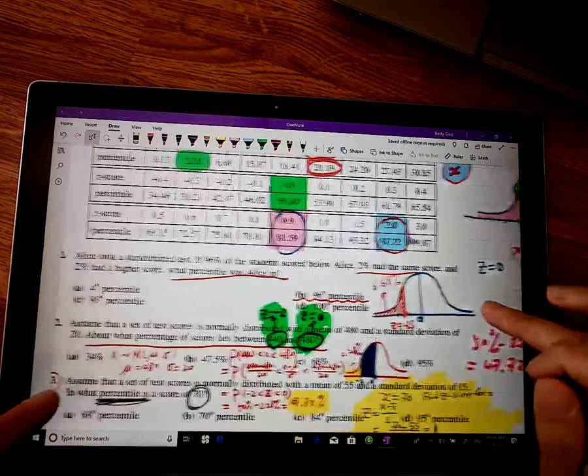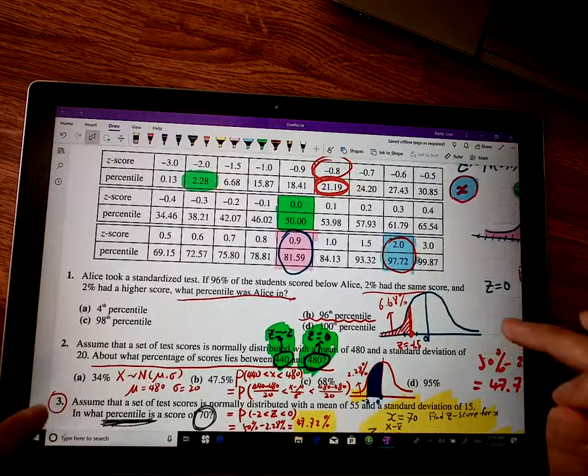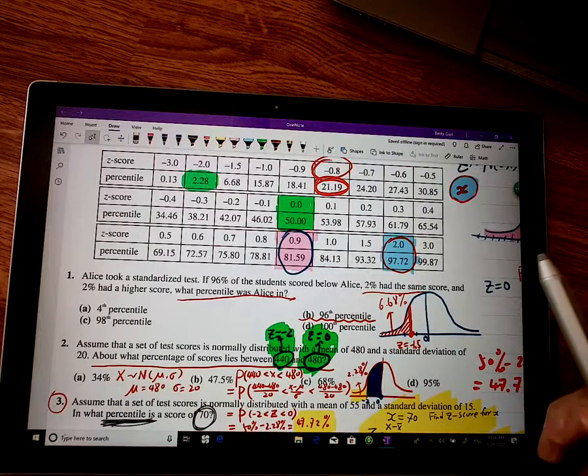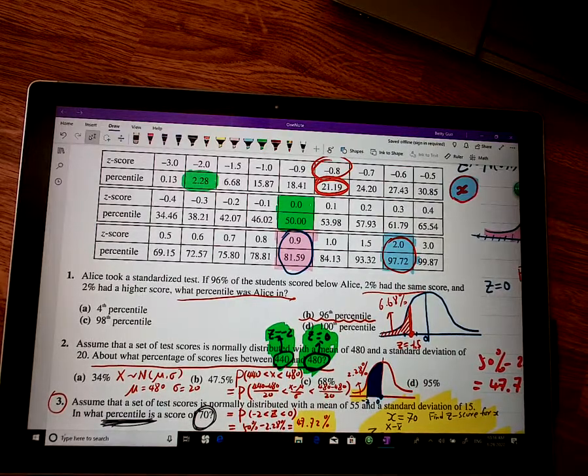47.72%. Let me repeat the solution for number 2 again, because this is a little bit challenging. Let's read the problem again. Assume a set of test scores is normally distributed, so that's the reason we can use the table. Mean is 480, standard deviation is 20. We need to find how many percent of the scores in the population fall between 440 and 480. We deal with those two numbers, 440 and 480, separately.